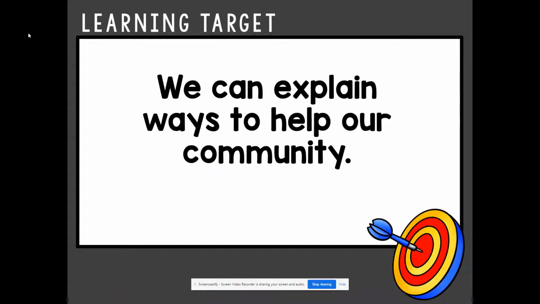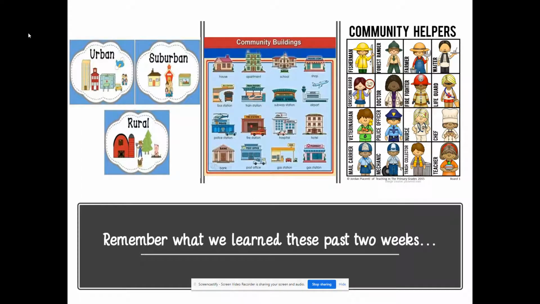We can explain ways to help our community, and here is a little recap of what we have talked about for the past 2 weeks. Up here in the corner, we talked about different types of neighborhoods. We know that an urban neighborhood could be skyscrapers, buildings, city life. Think of New York City as an urban area: people close together and lots of buildings and lots of streets. Suburban neighborhoods are where the houses are a little bit more separated, with a little bit more land in between them. There are streets in between, and that's a type of suburban neighborhood.